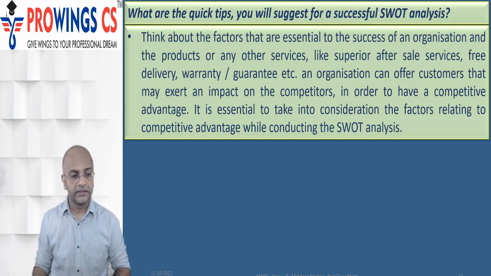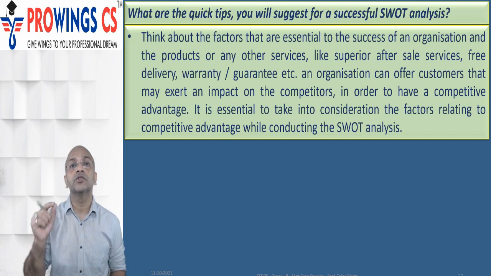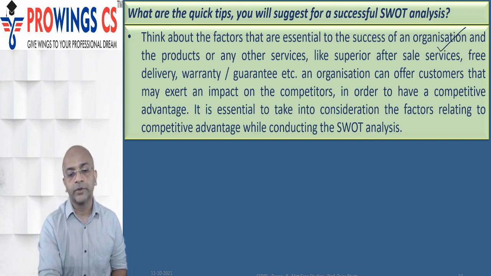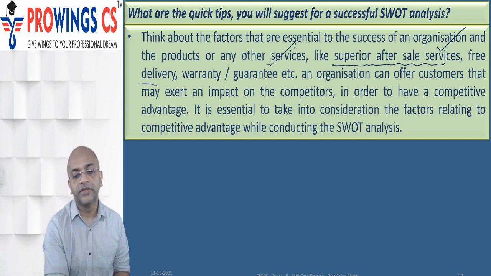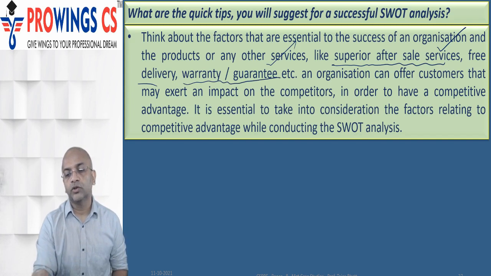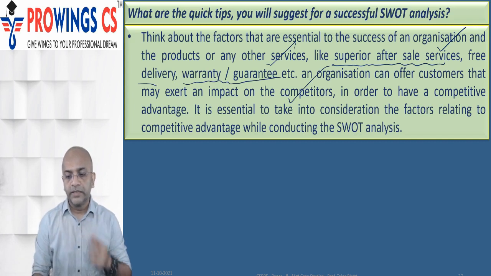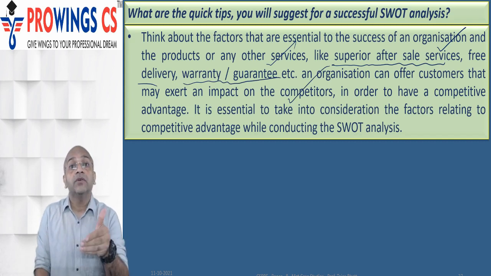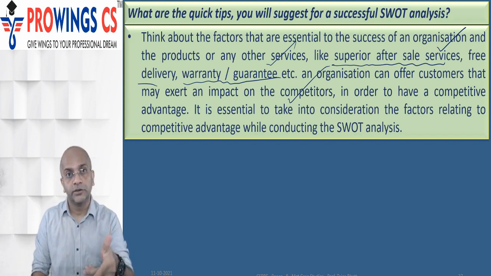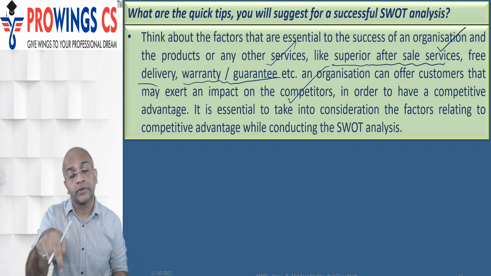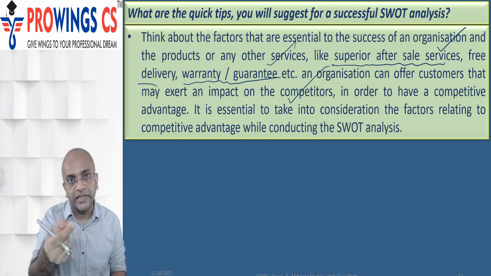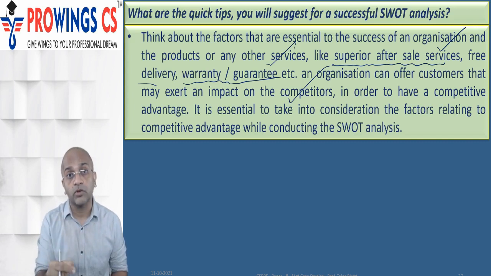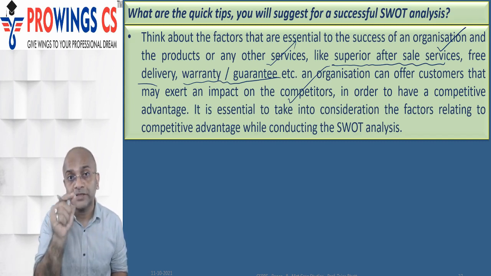Right? So one more time, understand this. Think about the factors that are essential to the success of an organization and products or any other services, like superior after sales services, free delivery, warranty, guarantee, etc. An organization can offer customers these that may exert an impact on the competitor in order to have a competitive advantage. How can we create a better advantage in relation to competition with respect to our product in relation to competitors' product? Means how my product is better than them. Focus on that activity. How my service is extraordinary in relation to competitors. Focus on that particular activity.